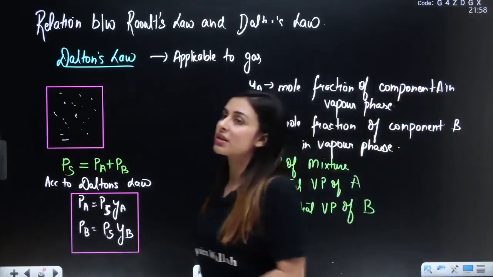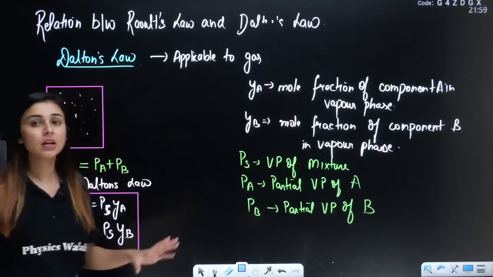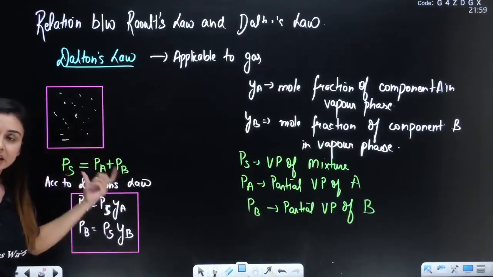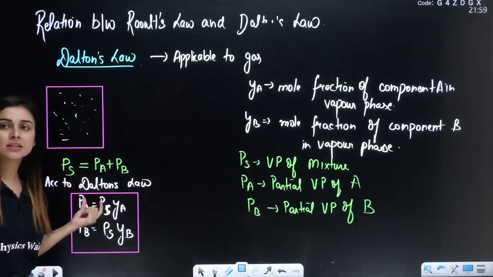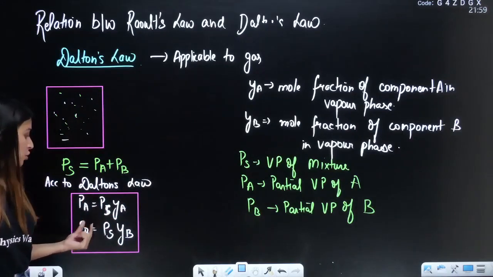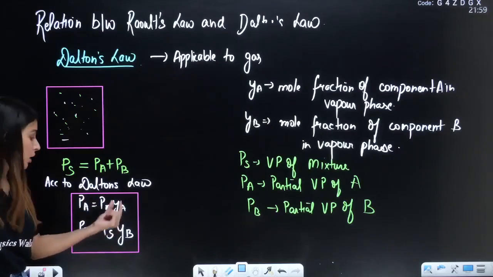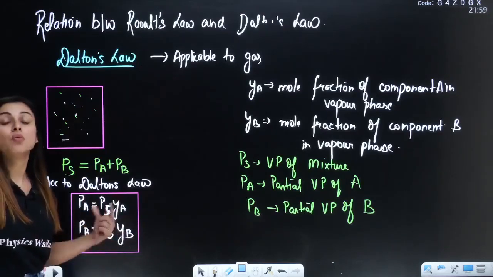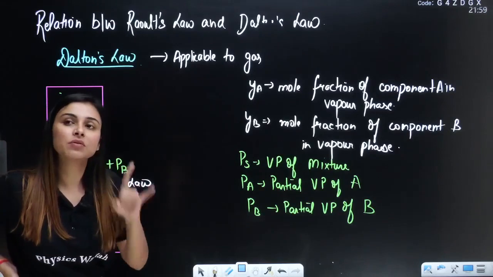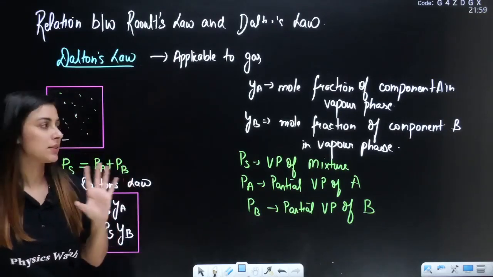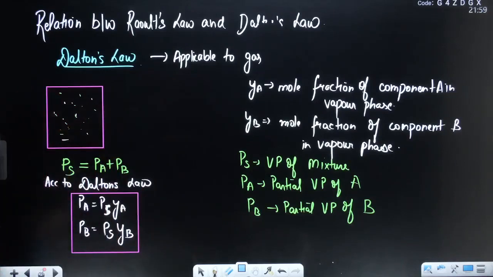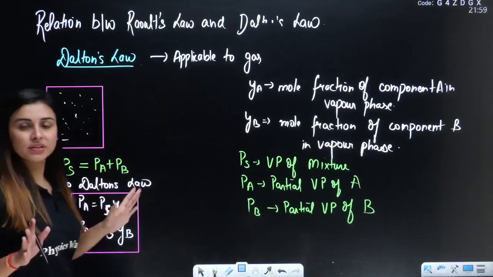I am not going to discuss the complete Dalton's law here, but I will tell you what each and every term denotes. PA is the partial pressure of A, PB partial pressure of B, PS is the total pressure of the mixture, YA and YB this time are the mole fractions in the vapor phase, XA and XB were the mole fractions in the liquid phase. This is the major difference. Yes, you can write this, then we'll move forward. I hope you've paused the video and written it.